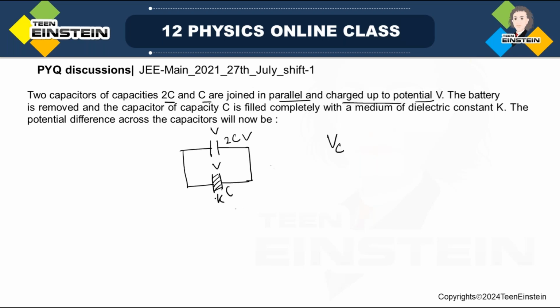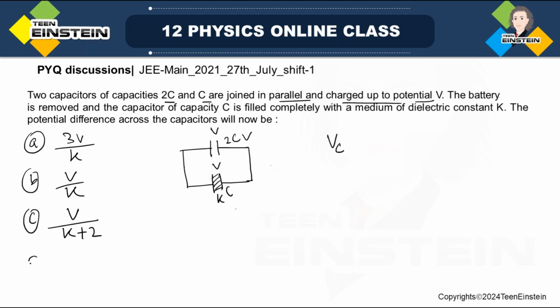Let me give you the options given here. Option A is 3V by K. Option B is V by K. Option C is V by K plus 2. And option D is 3V by K plus 2. So these are the options. You have to find out which one is correct.